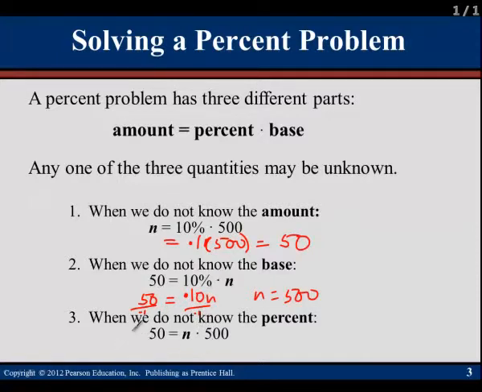And then for the last one, when we don't know what the percent is, this one tends to be the trickiest because here you're dividing by 500, right? Divide by 500. And so the zeros cancel and the 5s cancel and you get 0.01, right? So basically, actually that's 0.1 because 5 goes into 50, that would be 0.1.